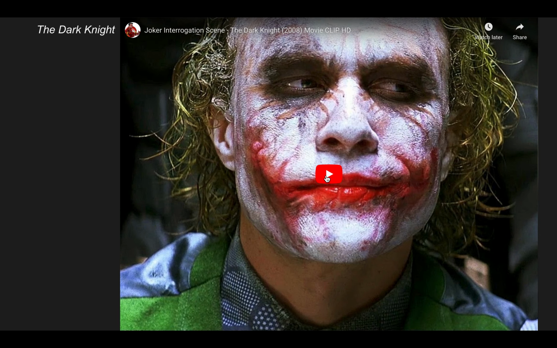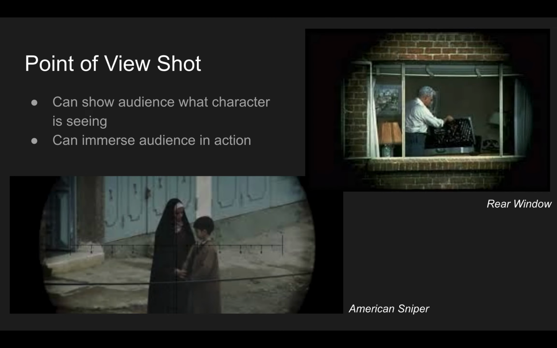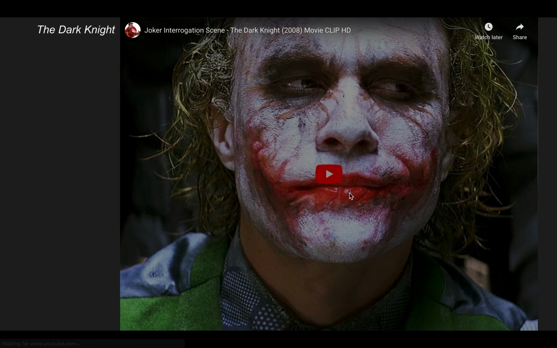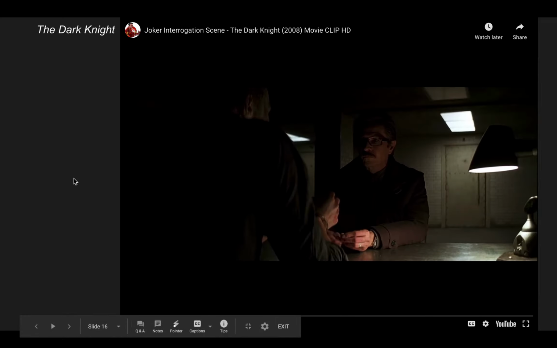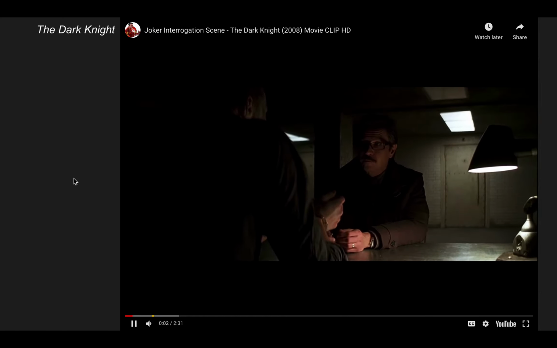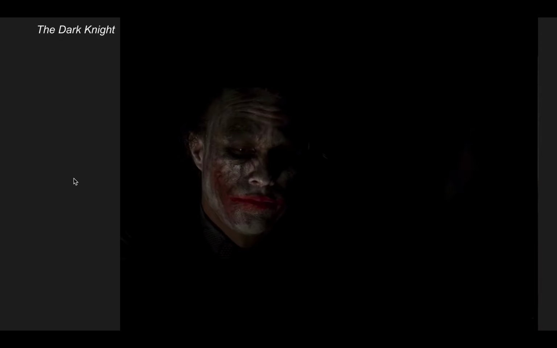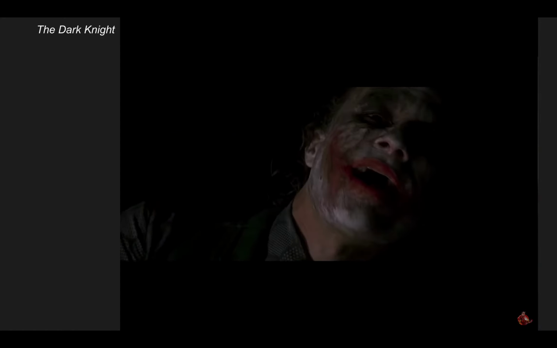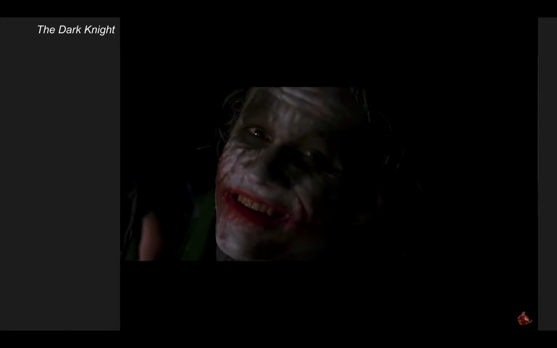I'm going to play this clip from The Dark Knight because here's a really interesting use of the eye level. Of course, as I mentioned before, the Joker is captured. He wants to be captured, and this is the famous interrogation scene. Good cop, bad cop routine.